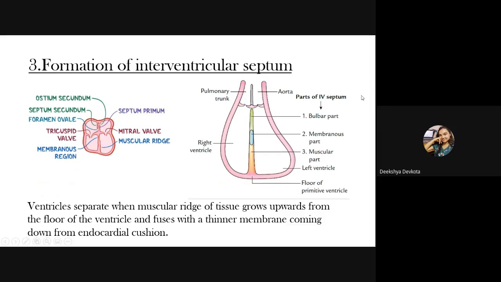But Indian books have made it complex and added another thing, that is the bulbar part, the membranous part, and the muscular part. So we can refer to the bulbar and the membranous part as the membranous region. So that will be okay, I guess. In this way, our interventricular septum is also formed.